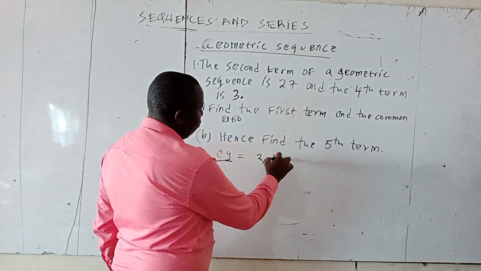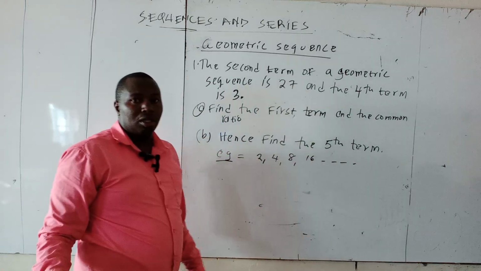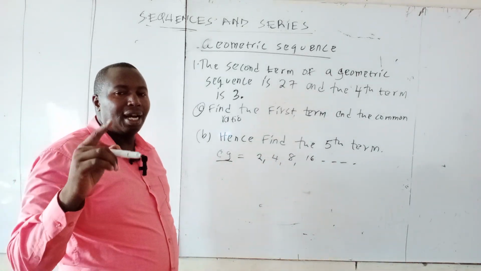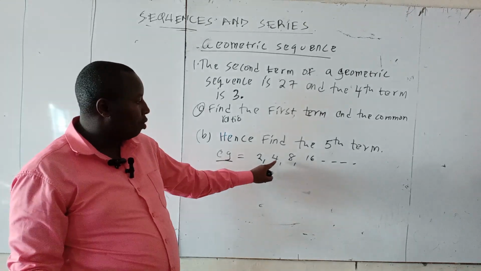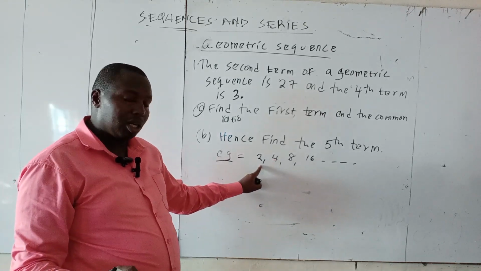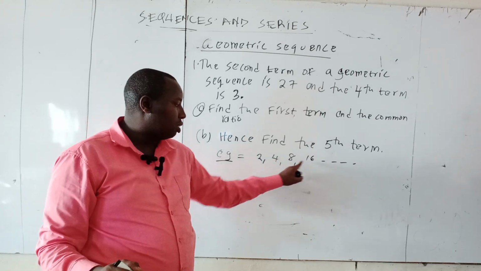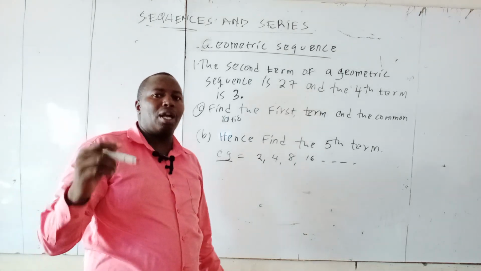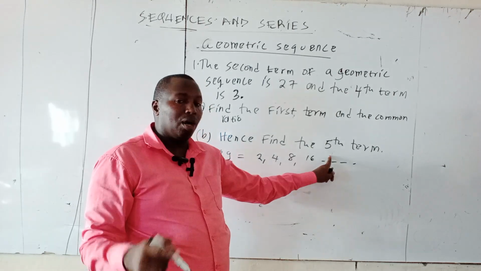For example, if you are given a sequence like this, 2, 4, 8, 16, this one is an example of a geometric sequence. If you get the ratio, 4 over 2 is 2, 8 over 4 is 2, 16 over 8 is 2. You can as well get the next 2, or even the next 3 terms, because the next term from here will be 32.